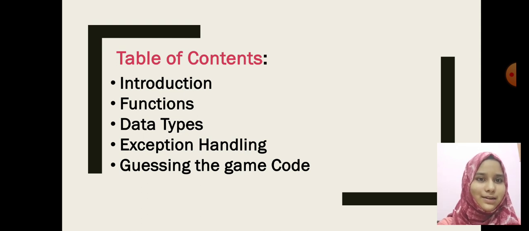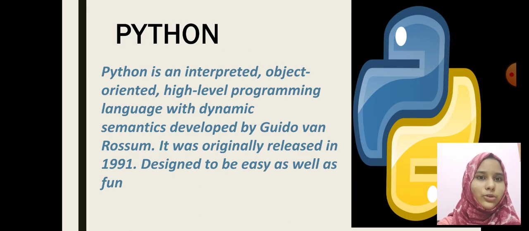So let's get started. What is Python? It is basically an interpreted, object-oriented, high-level programming language with dynamic semantics, developed by Guido van Rossum. It was originally released in the year 1991, designed to be easy as well as fun.